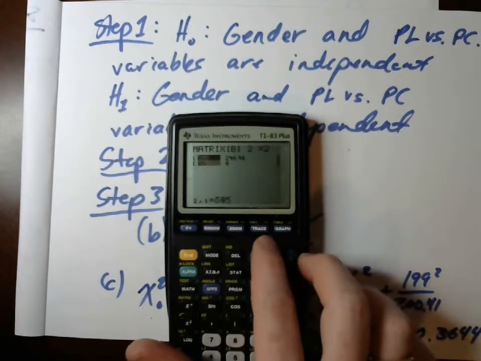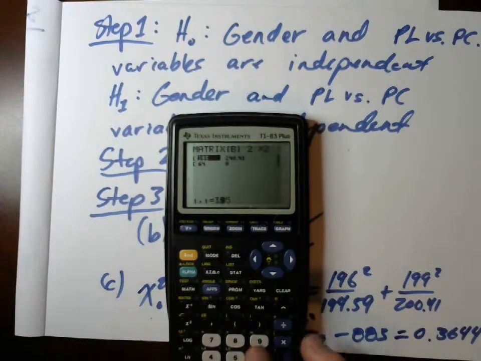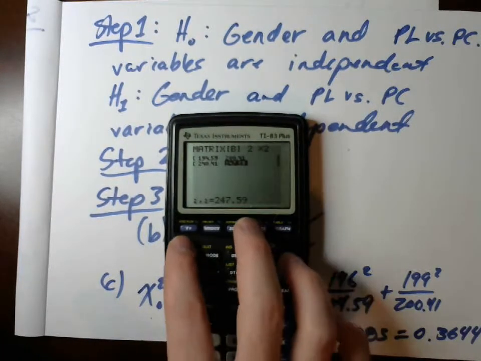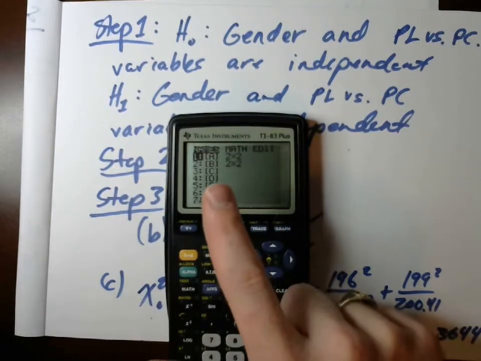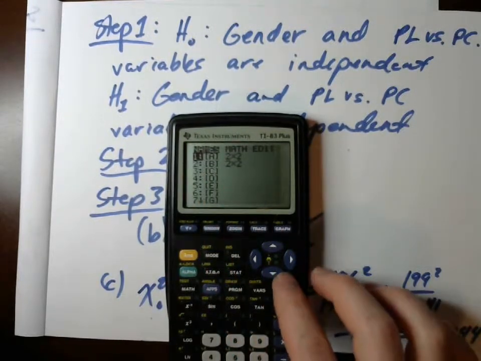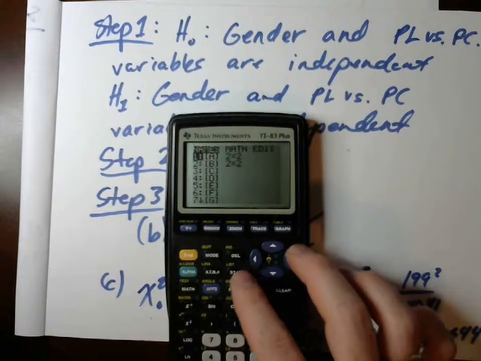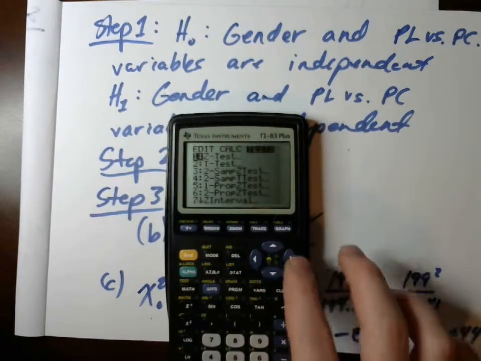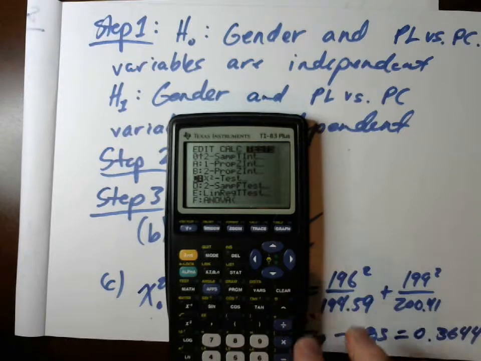What just happened? Apparently something didn't enter. 194.59, 200.41, and 240.41, 247.59. All right, so we made our 2 matrices. We have A and B. Observed is A, and expected is B. So we'll go back to stat tests and chi-squared test.